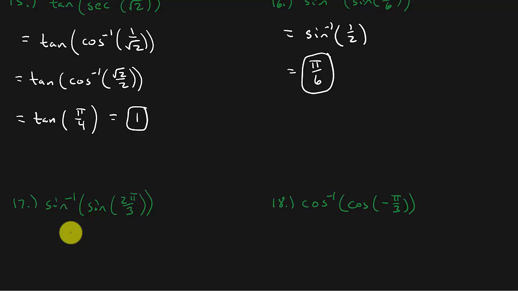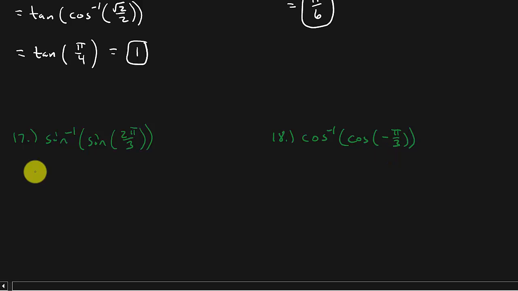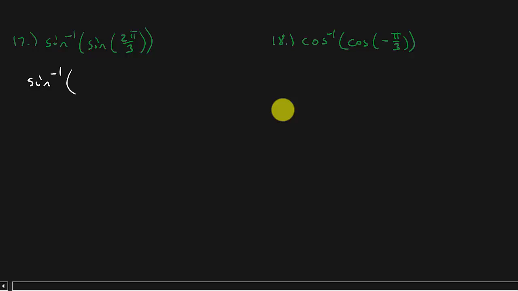So, let's look. Let's see what we have. So this is the inverse sine of sine of 2 pi over 3. Well, we don't remember the sine of 2 pi over 3. We know the sine of 30, 45, 60, or pi over 6, pi over 4, and pi over 3. We know the sine, cosine, and tangent of that. And I know if you've watched my videos, you have heard me say that a lot, because it's that important that you memorize those. Okay?